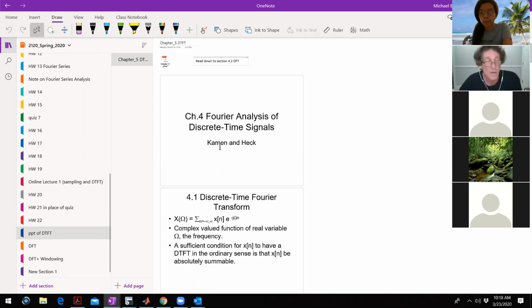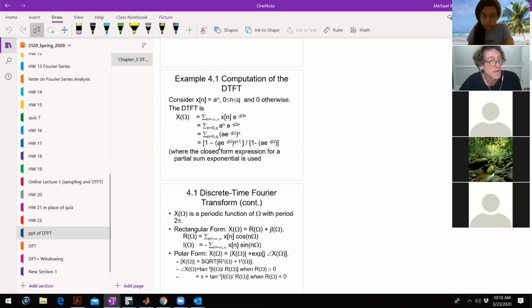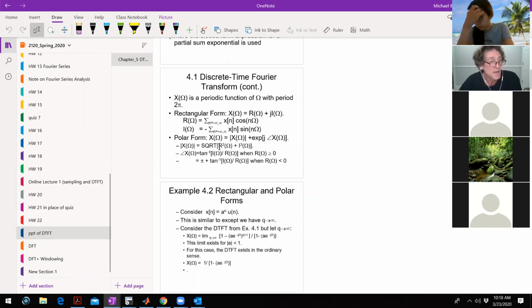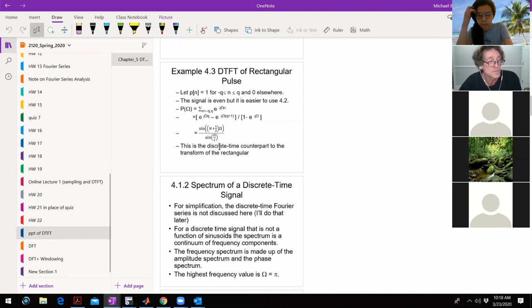So now I'm going to go to the PowerPoint of the DTFT, and can you all see it? All right, this is straightforward. We've been through this. This is just the development of the DTFT, and it goes through some examples. It shows you some things about rectangular and polar forms. This is non-essential. It does the transform of a pulse that has a value of 1 from minus q to plus q. This is a very common transform that you have to know. So this is the standard pulse we were looking at just now.